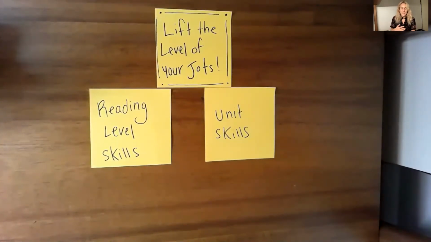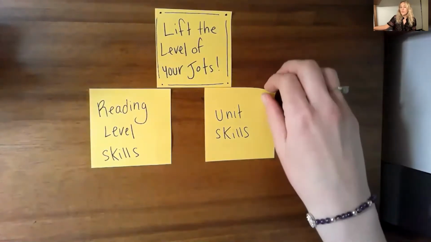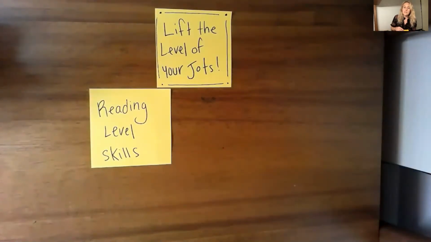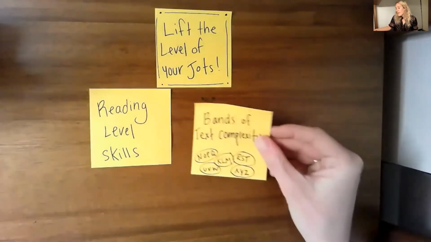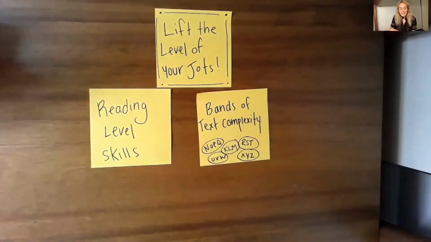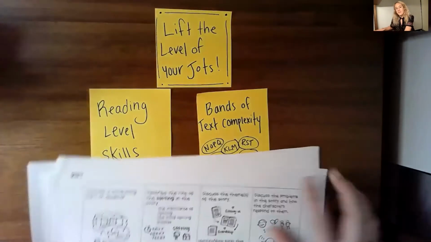Okay, so since we're in a nonfiction unit, it probably makes the most sense for you to think about reading level skills because those always can apply. So think about what your reading level is for a moment. And keep in mind that we have a friendly, awesome tool on Google Classroom that's also attached to this warm up. And those are our bands of text complexity cards.